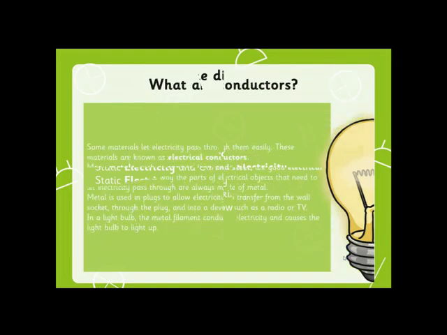Now, what are conductors? Some materials let electricity pass through them easily. These materials are known as electrical conductors. Many metals such as copper, iron and steel are good electrical conductors. That is why the part of electrical objects that need to let electricity pass through are always made of metal. Metal is used in plugs to allow electricity to transfer from the wall socket through the plug and into a device such as a radio or TV. In a light bulb, the metal filament conducts electricity and causes the light bulb to light up.